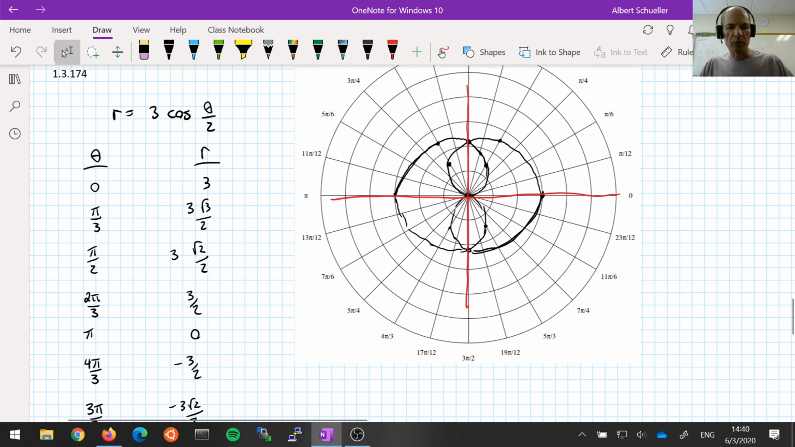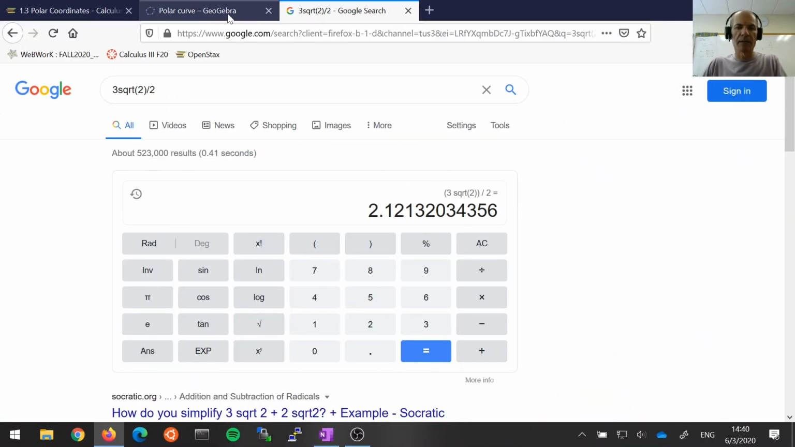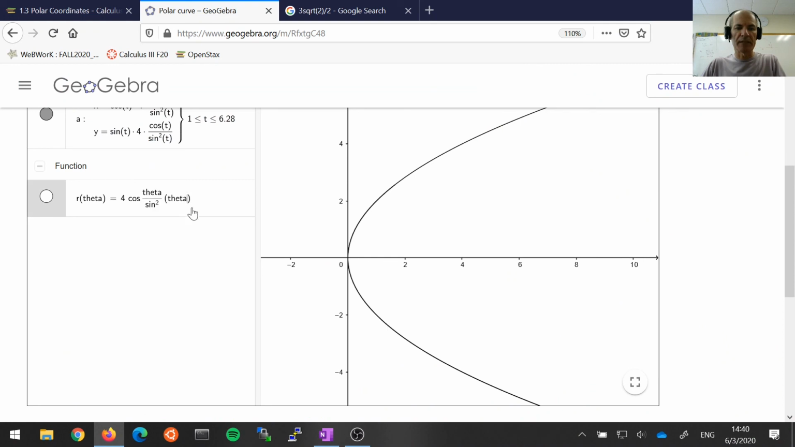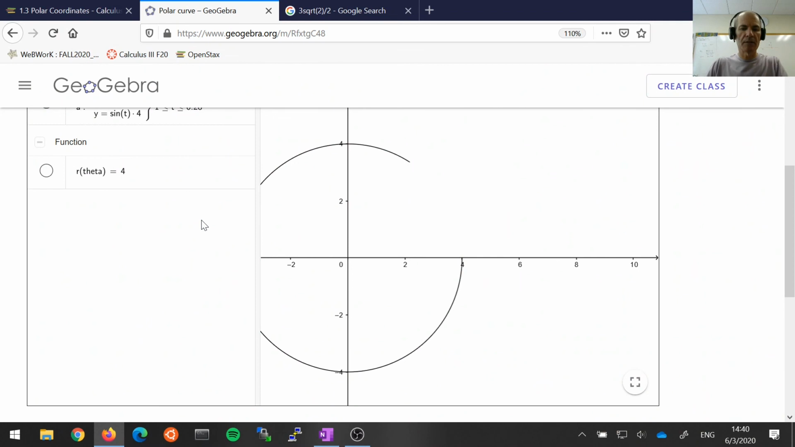Okay, we can verify that this is indeed the right sketch, as horrible looking as it is, by going back to the Geogebra app and really briefly confirming that. Let's do that. All right, so 3 cosine theta over 2. Like that.